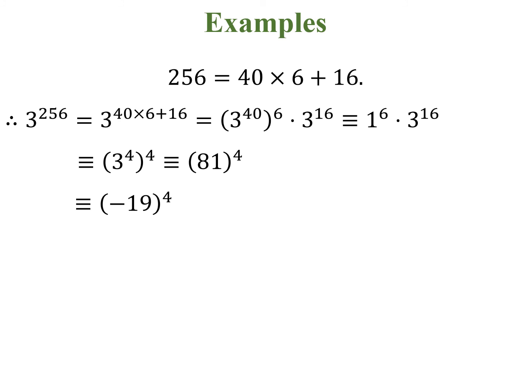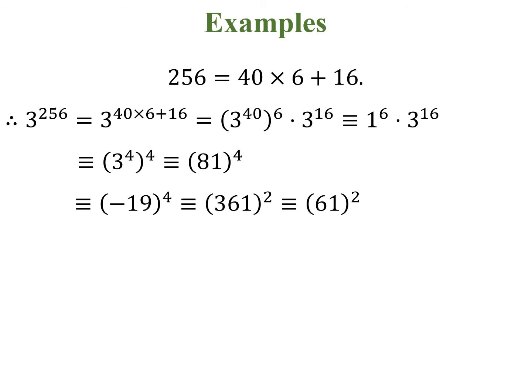Now this minus 19 raised to 4 can be written as minus 19 square raised to 2. The square of minus 19 is 361. So it will be 361 square modulo 100. Here 361 is congruent to 61 modulo 100, because when we divide 361 by 100, you will get the remainder as 61. So it will be 61 square modulo 100.